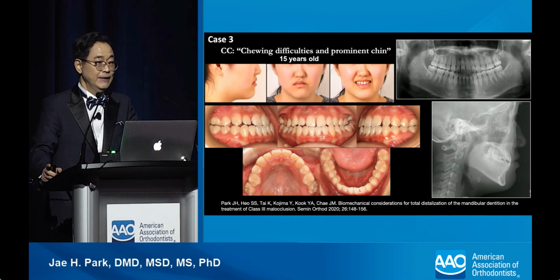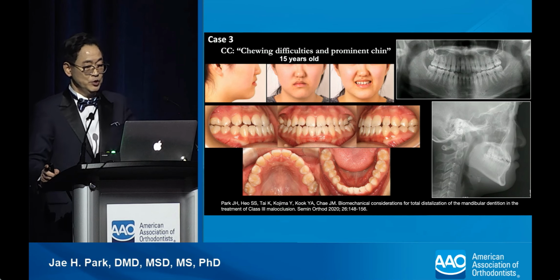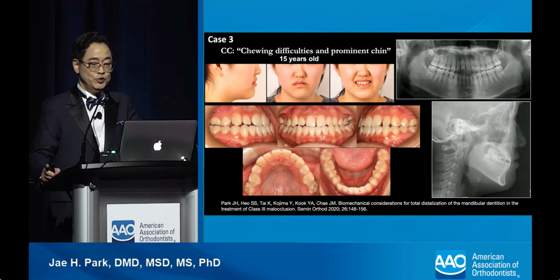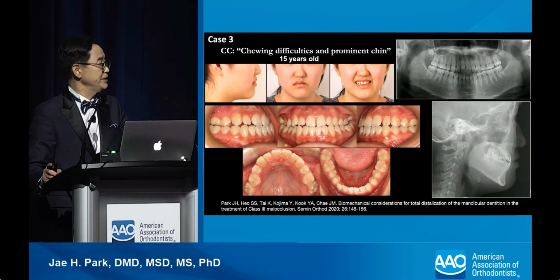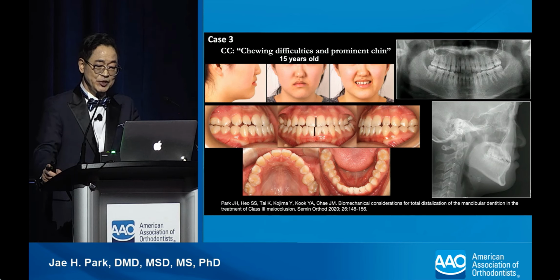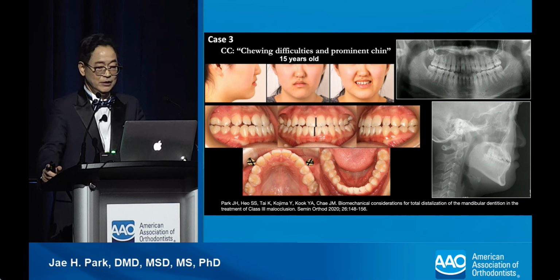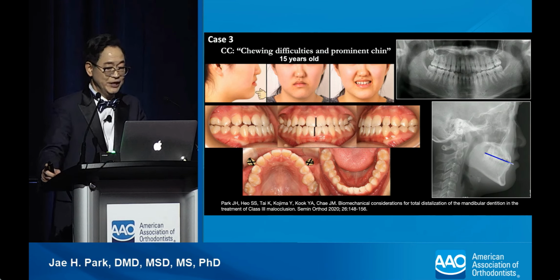Case number 3 is getting harder and harder. Pre-treatment photos and x-rays. She was 15 years old. Her chief complaints were chewing difficulties and prominent chin. She shows edge-to-edge bite, mild crowding in the lower arch, mild spacing in the upper arch, retroclined lower incisors, dental midline deviation, and missing upper premolars. She also shows a steep occlusal plane and a prognathic mandible. How would you treat this difficult case?